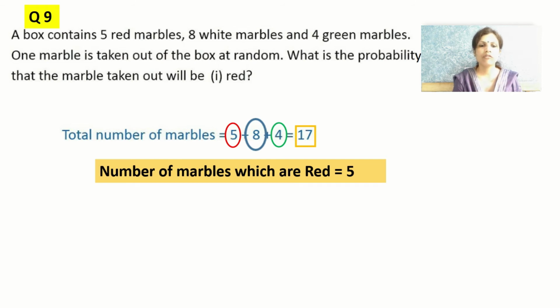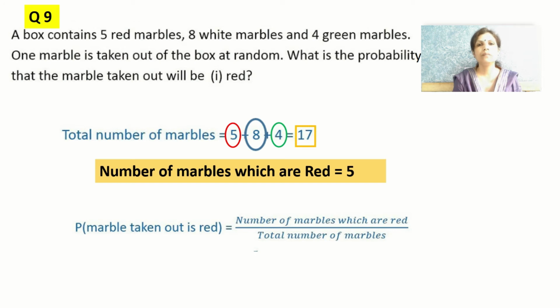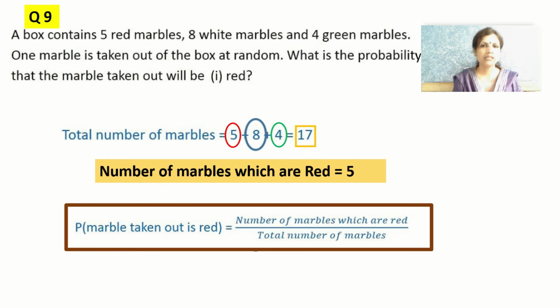Now we can use our formula that probability of marble which is taken out from the box is red is equal to total number of marbles which are red in color upon total number of marbles in the box. We have both the values with us. Let us substitute the values. Number of red marbles are 5 upon total number of marbles in the box are 17. So 5 upon 17 is the probability that the marble taken out is red in color.